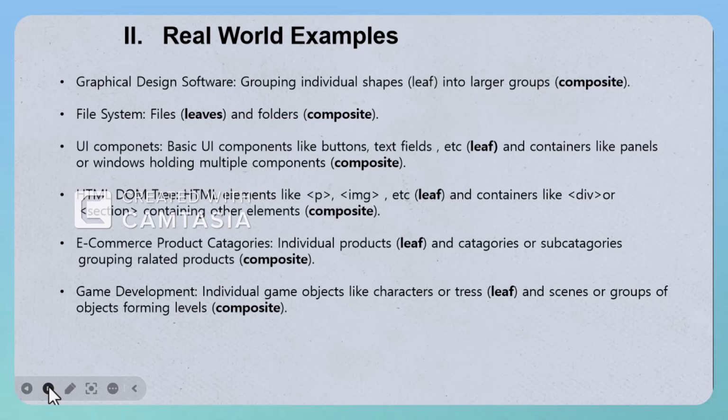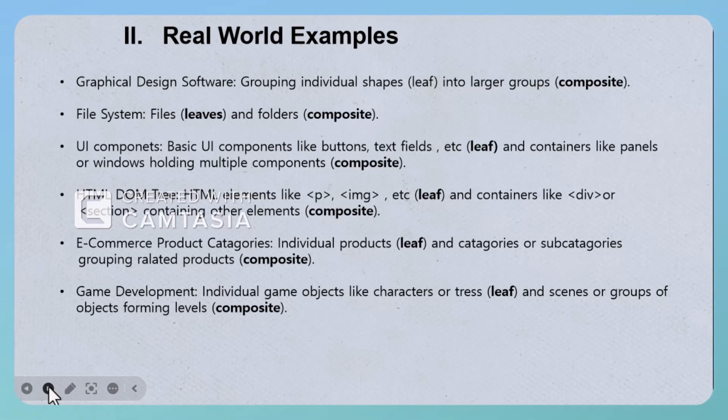A real world example of this is graphical design software. We are grouping the individual shapes, or leaves, into larger groups, or composites. File systems: files are the leaves and the folders are the composites, or the files are children and the folders are the parents. UI components: basic UI components like buttons, text fields, etc. are leaves, and the containers like panels or windows holding multiple components are composites.